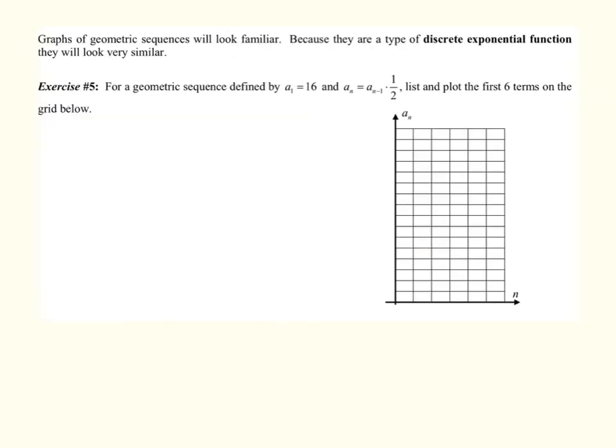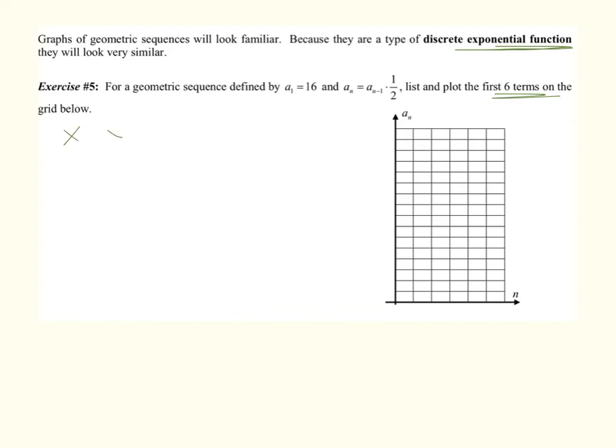Graphs of geometric sequences will look familiar because they are the type of discrete exponential functions. Remember, we're tying these together. Arithmetic goes with linear, geometric goes with exponential. For a geometric sequence defined as a sub 1 equals 16 and a sub n equals a sub n minus 1 times 1/2, list and plot the first 6 terms on the grid below.